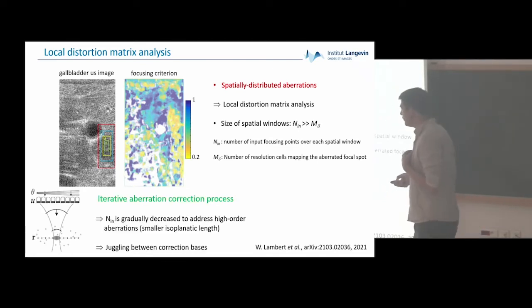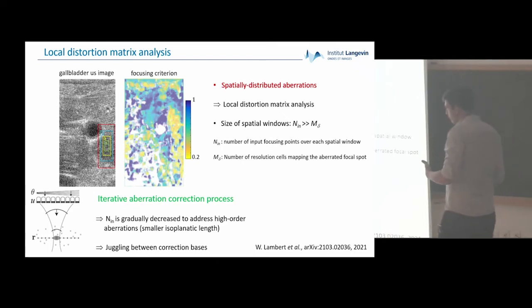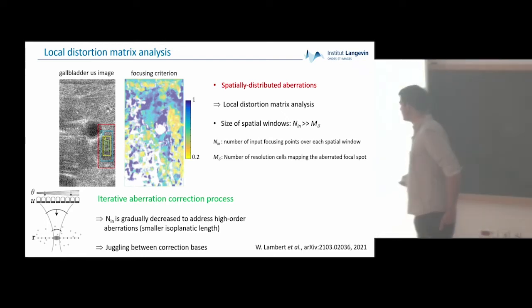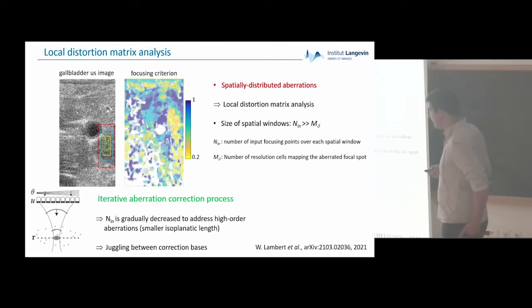But then you can converge towards a good aberration phase law for any pixel inside the medium by considering an iterative aberration correction process where you gradually decrease this spatial window, and then you can address more complex aberration phase laws, high-order aberrations that are associated with smaller isoplanetic length.